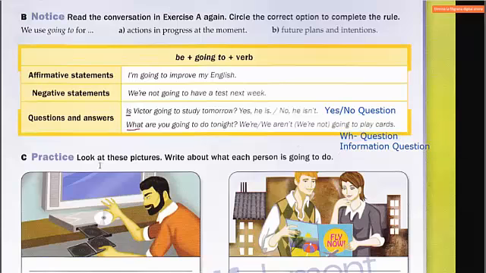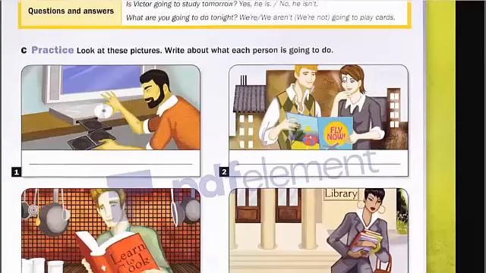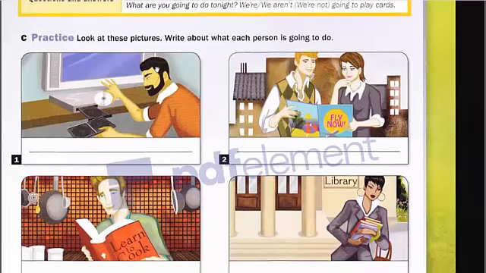Now, practice. Look at these pictures. Write about what each person is going to do. Okay, what each person is going to do. Let's continue now. Let's move on to the next section. Okay? Do you understand? Practice. Look at these pictures. Write about what each person is going to do.